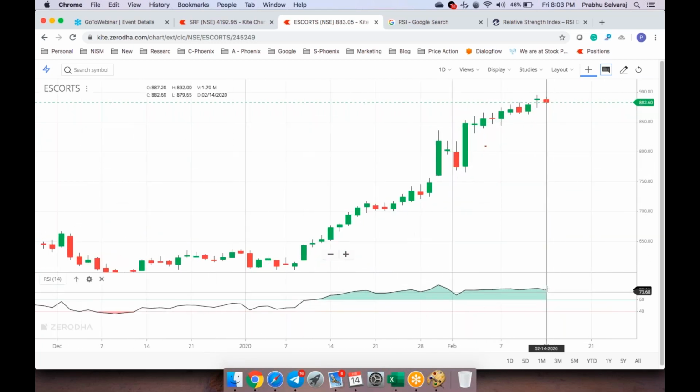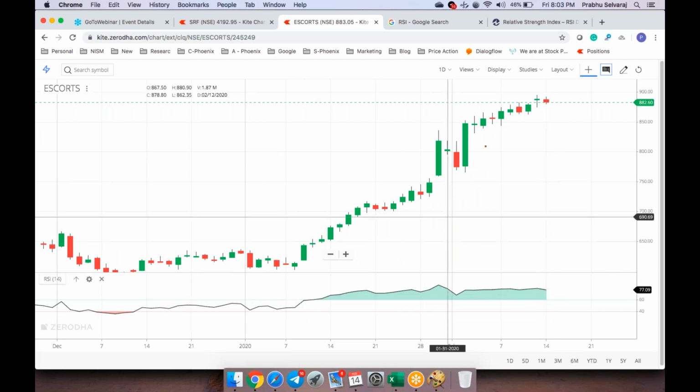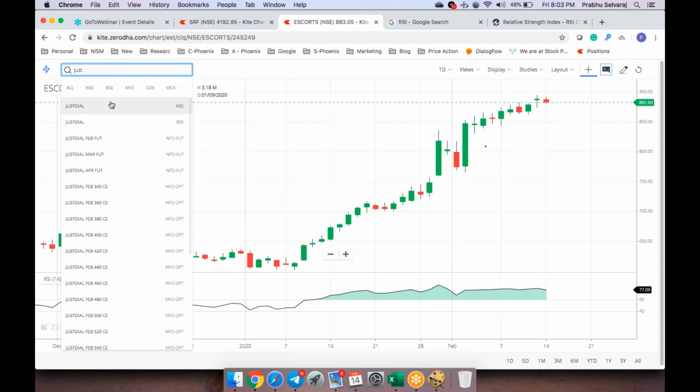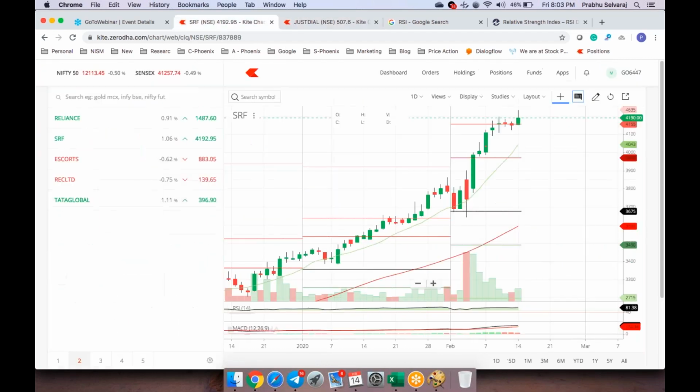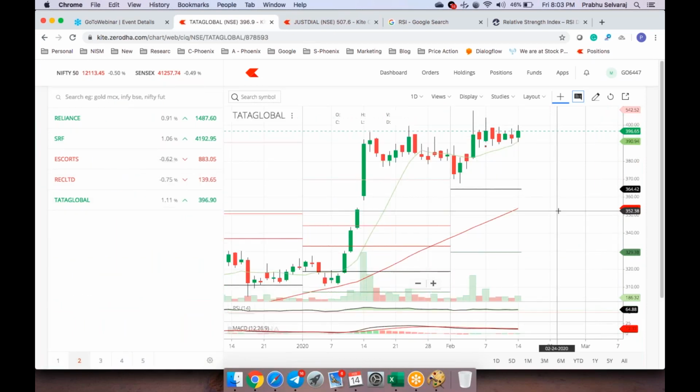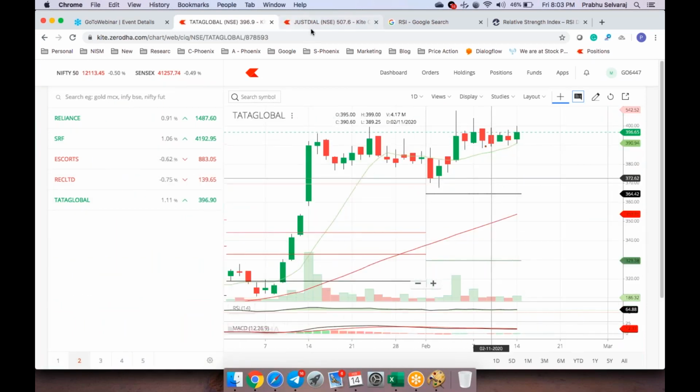Now the moment it makes one more sharp bend, exit. If it breaks 60, you get a beautiful down move. You can check in many stocks, Just Dial. We checked Just Dial already. Let's check in Tata Global.